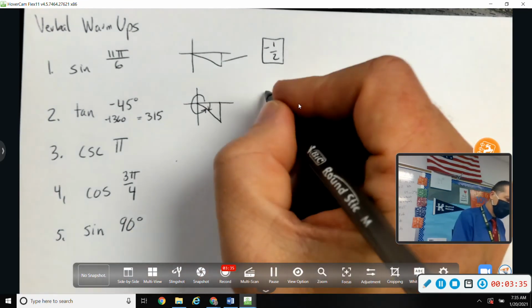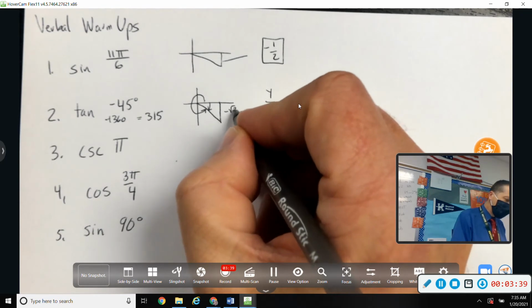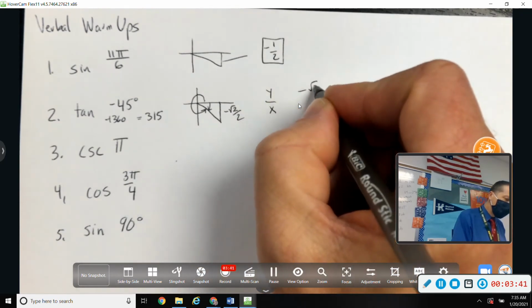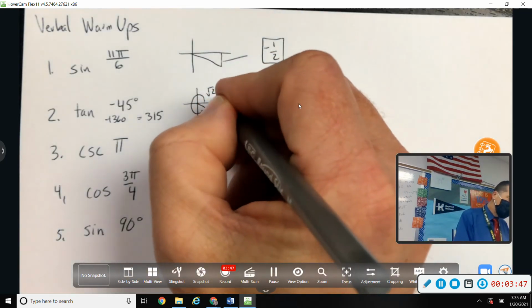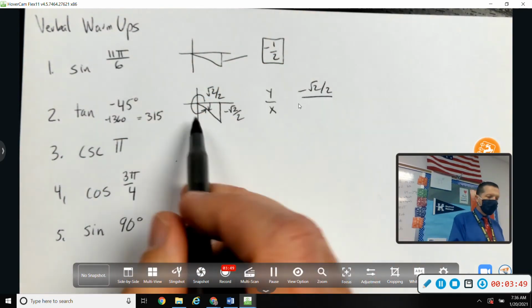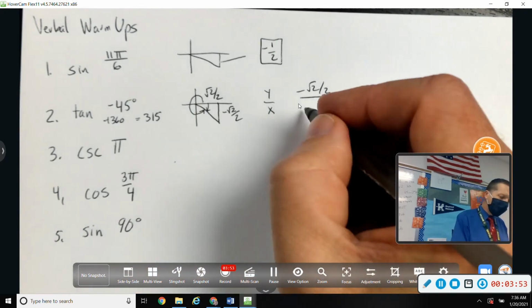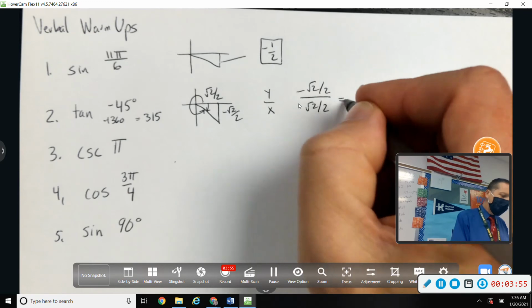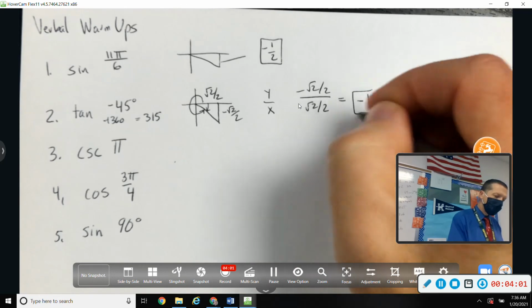Tangent is y over x. So the y coordinate is -√2 over 2. The x coordinate is √2 over 2. Remember, because it's the middle angle, the sides are medium, so they're equal to each other. That looks like a mess, but it's one thing divided by the same thing, except for the negative sign, so -1.